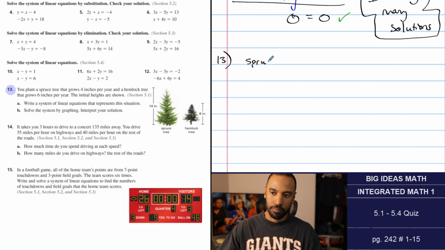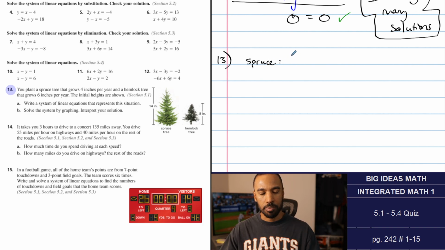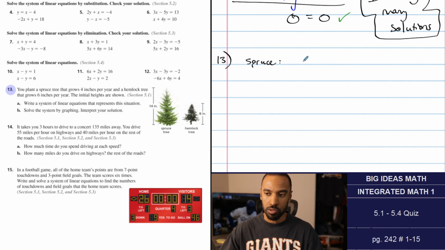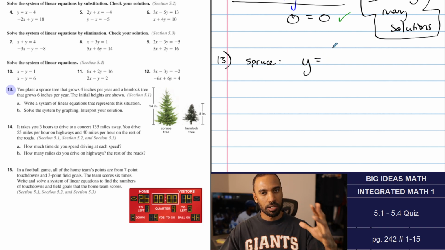So spruce tree, I'm going to let y represent the height of the tree in inches, x represent the number of years. This will be slope-intercept form. This is where maybe substitution can be used if we solve. Y equals, your mx plus b is like your rate and your starting value.